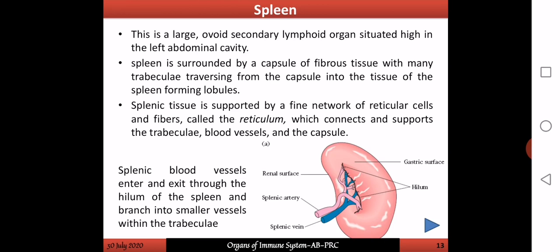Right. And similarly, the blood vessels which enter and exit this organ do so through a particular point, a particular invagination called the hilum. Right. So there are arteries and veins coming and leaving this organ through this hilum. Right.